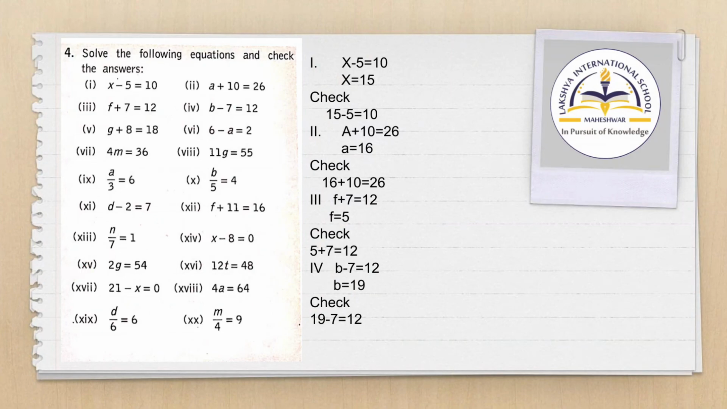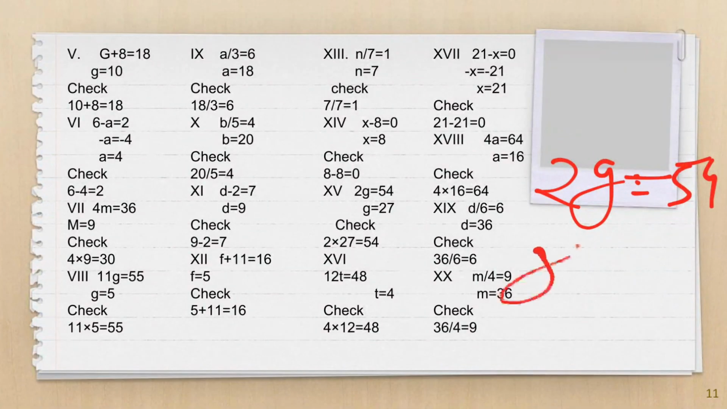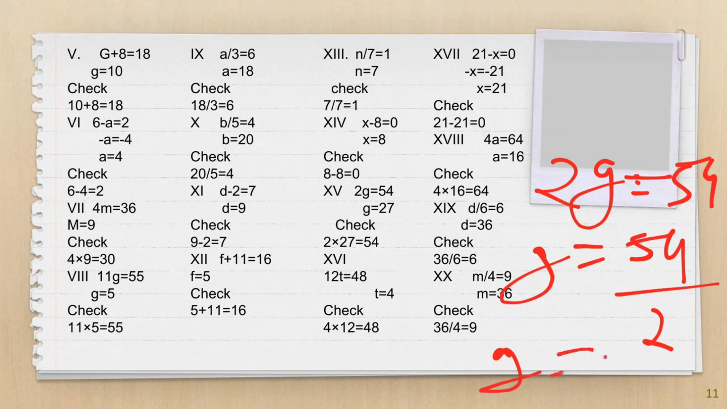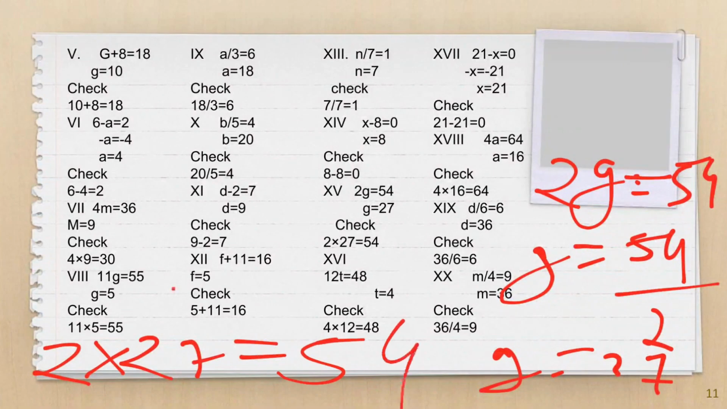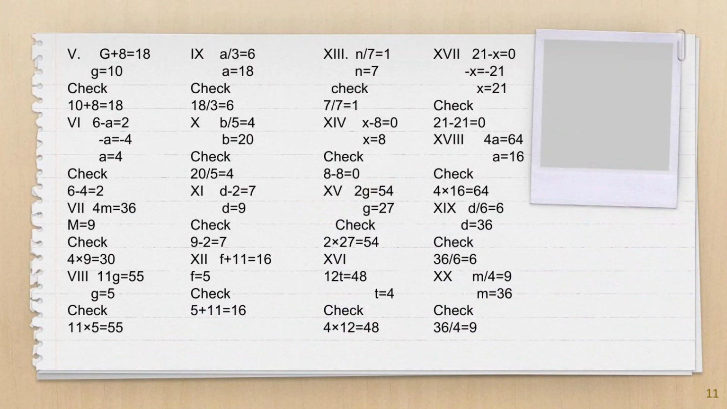Now we will solve the question 2g equals 54. Now g equals what? 54 by 2. So g equals 27. Now we will check this. 2 into 27 equals 54. So 27 will be our answer. All the answers are given here, so you have to solve from here.